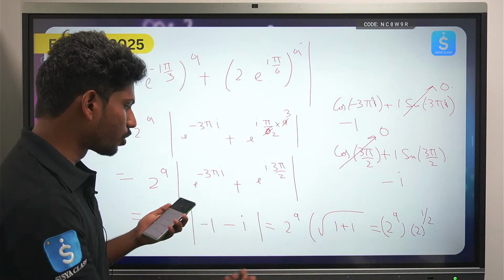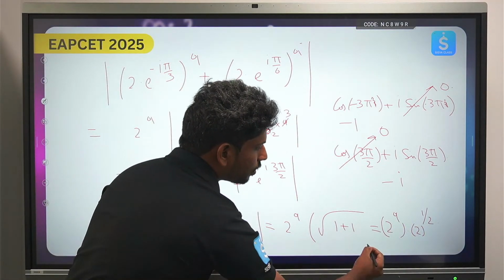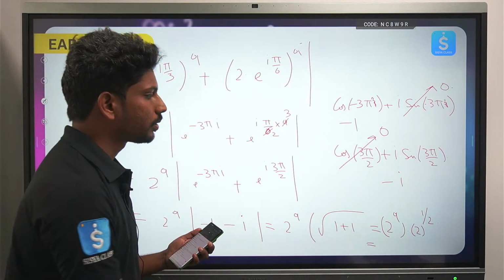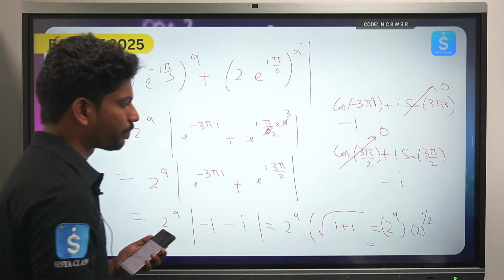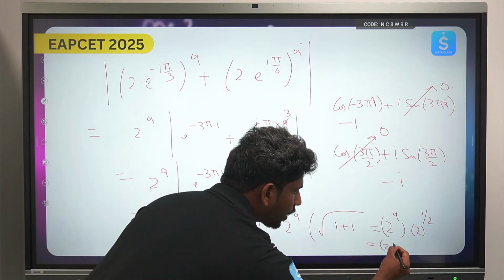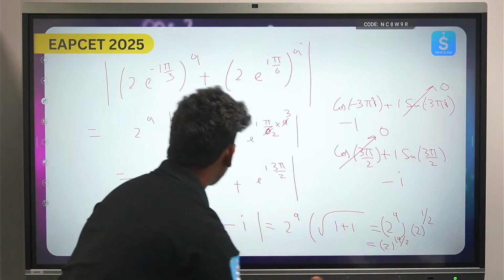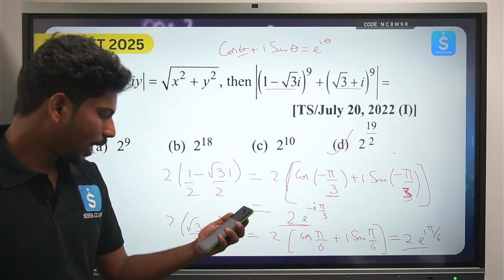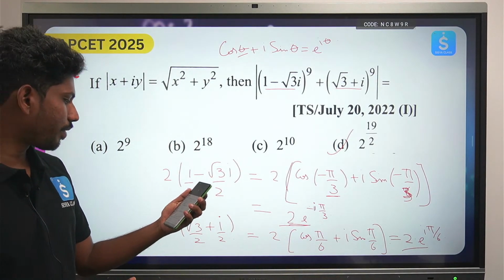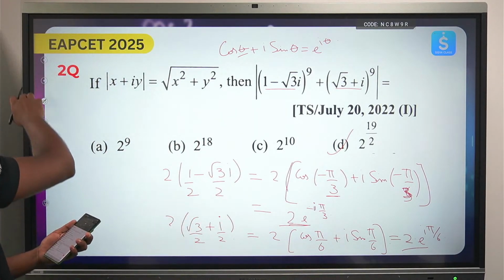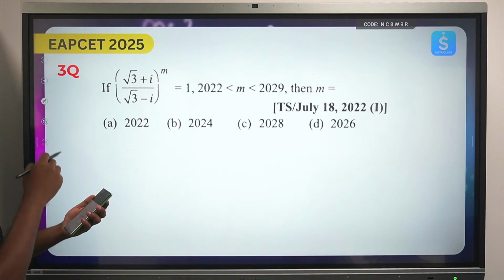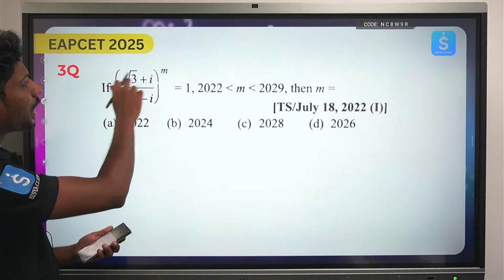Okay, so root 2, yeah, perfect. So 2 power 1 by 2. This is a power m into a power n, so 9 plus 1 by 2. You can just take it as 19 by 2. So the answer will be 2 power 19 by 2. Okay, 2 power 19 by 2, so the answer is option D. I hope everyone is getting it. Okay, let's go to the next question. If you have any doubts, please do let me know. So see the next question quickly.